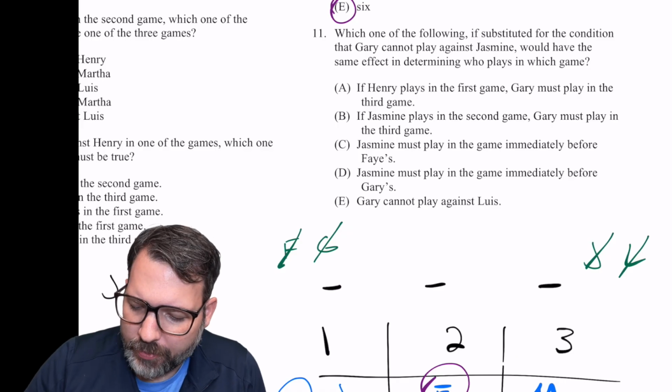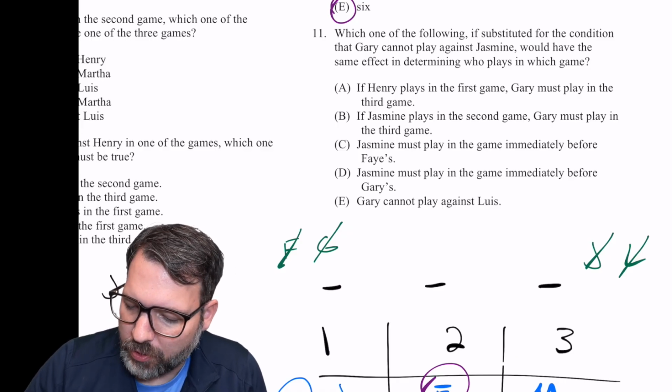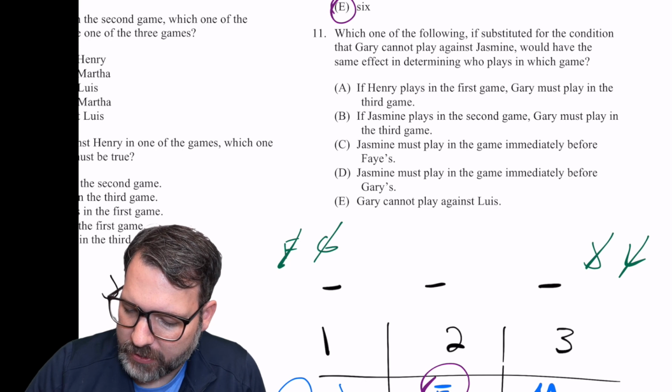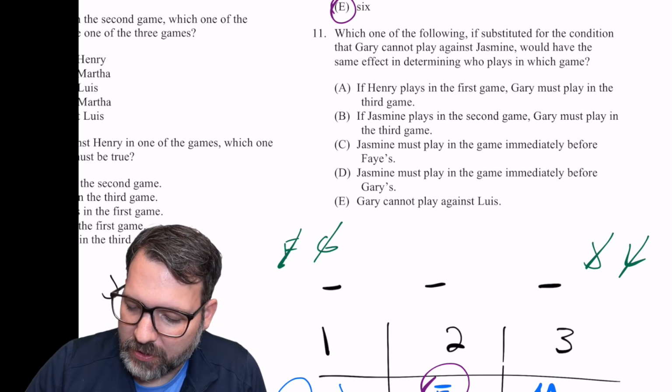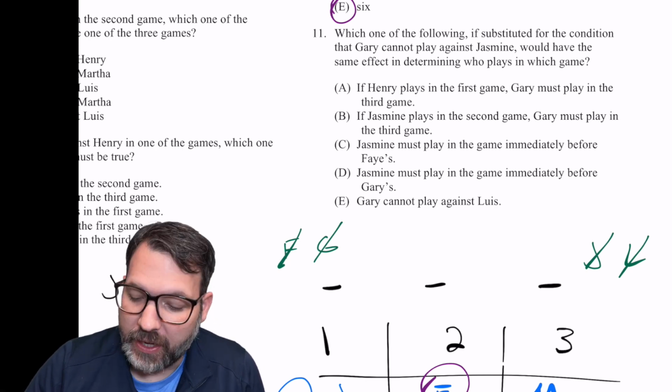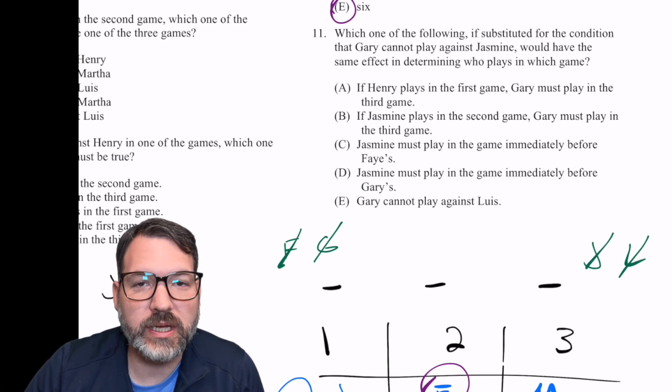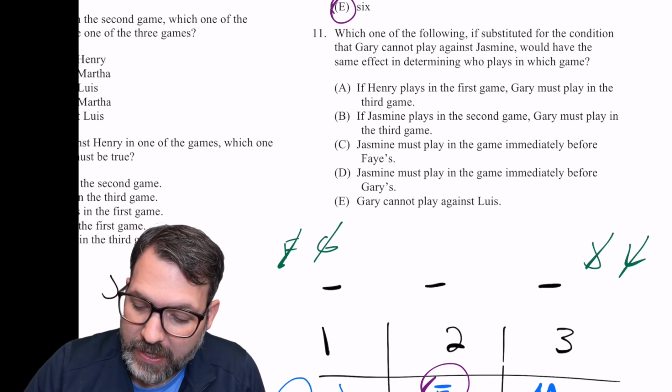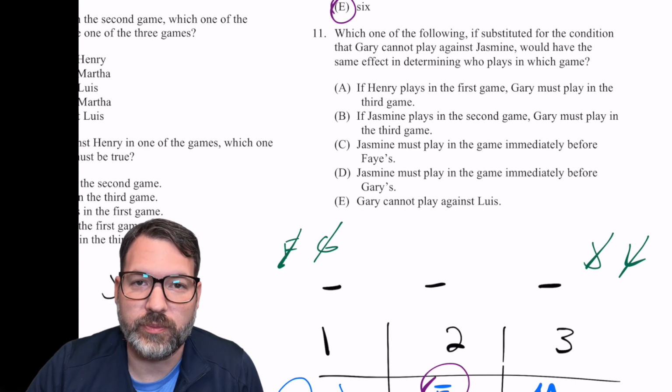All right, last question here, number 11. Which one of the following, if substituted for the condition that Gary cannot play against Jasmine, would have the same effect in determining who plays in which game? Okay, so I was wrong. This is not a general question. This is a complex question. And in fact, even for complex questions, this one is going to be pretty tough.